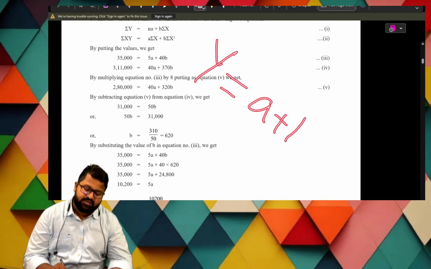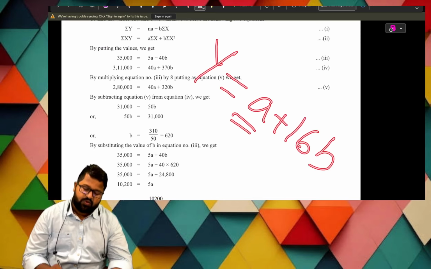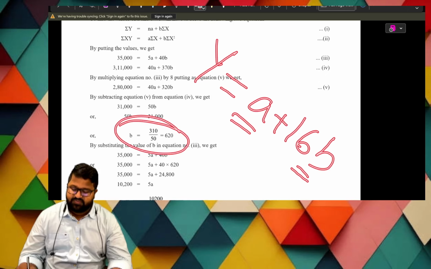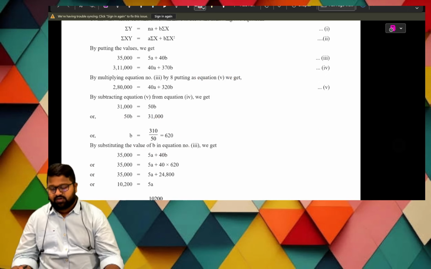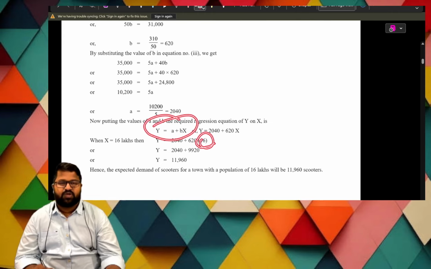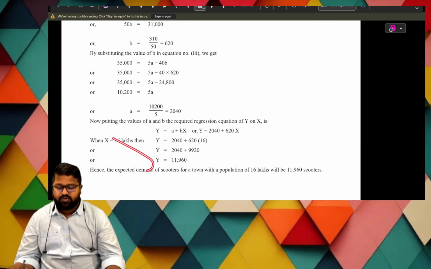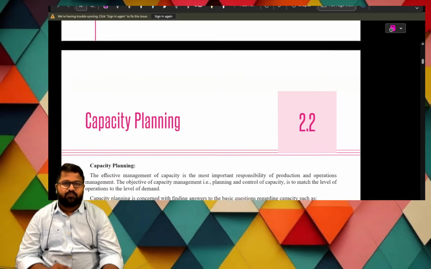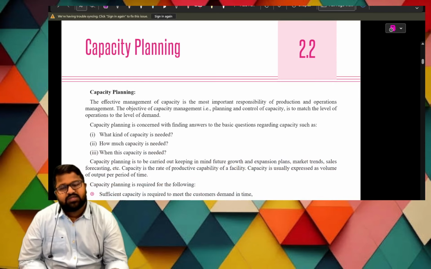So for 16 lakhs, that is y equal to a plus 16b. We have the a value and b value. We substitute these values and we get the entire result. Sigma y equal to a plus bx, where the x value is substituted and the value found. Done. Okay, clear? With this, we are done with the problems of module number 2. Some problems are done.